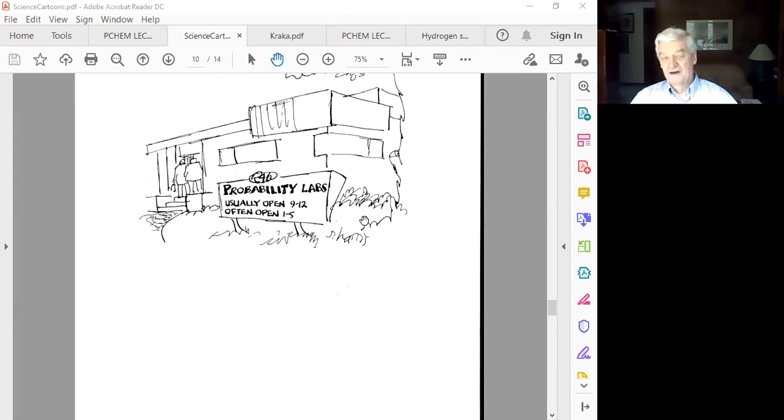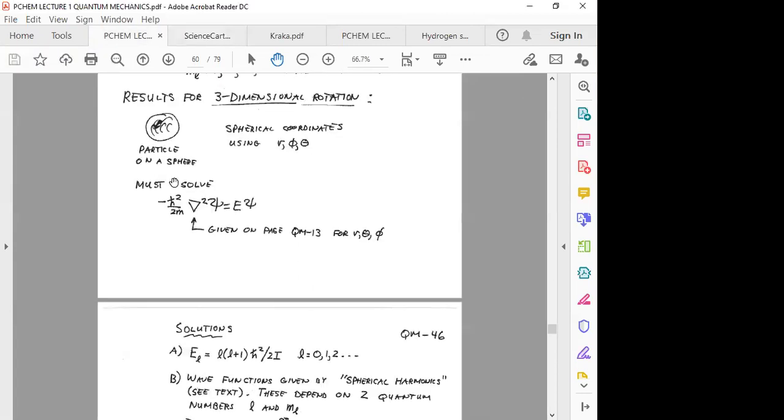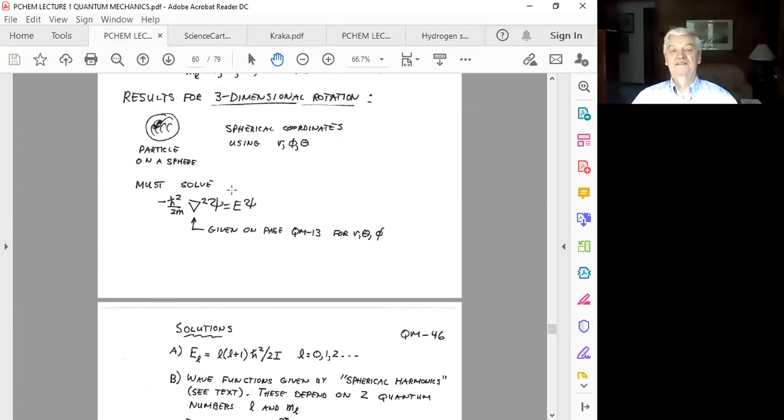Okay, so probability applies to real life and quantum mechanics. Just to remind you where we were last time, we're doing this nasty three-dimensional rotational problem, particle on a sphere, and this is most closely related to what we're going to talk about in atoms, which is going to be our next topic.